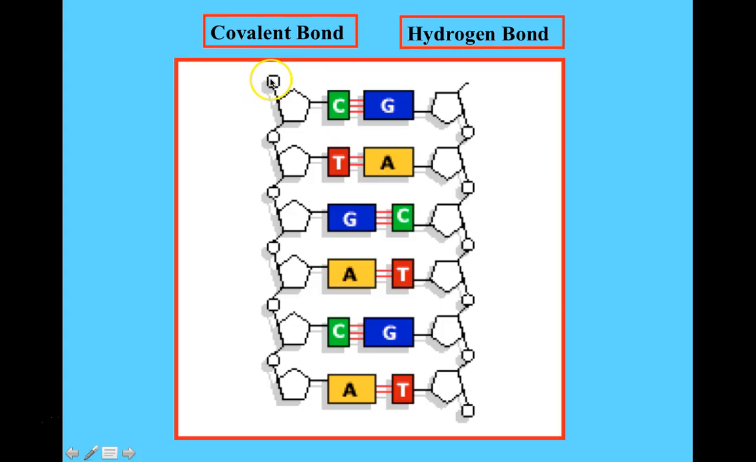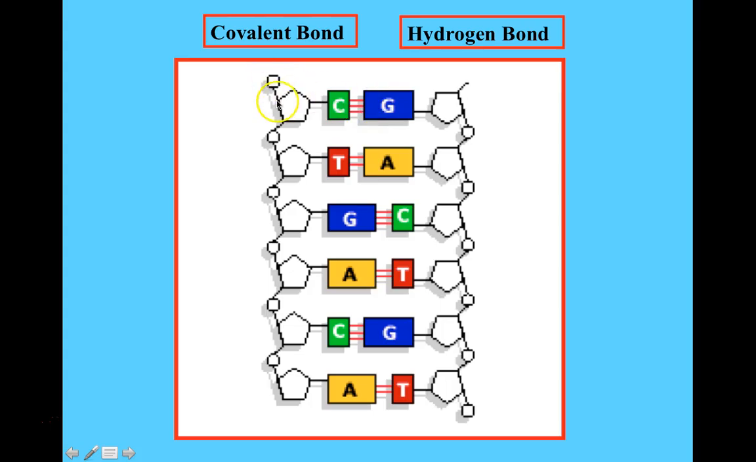Up here we have our phosphate. Here we have our deoxyribose sugar, and here is one of the four bases. This one here is cytosine, represented with a C. Over here we have a separate nucleotide. Here's the phosphate, here's the sugar, and here's our base.